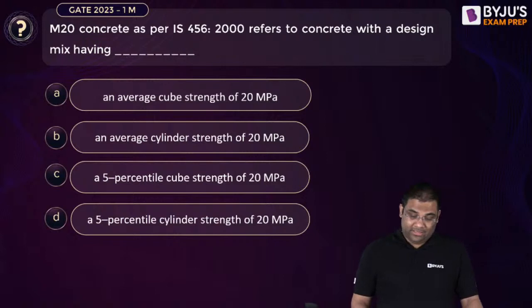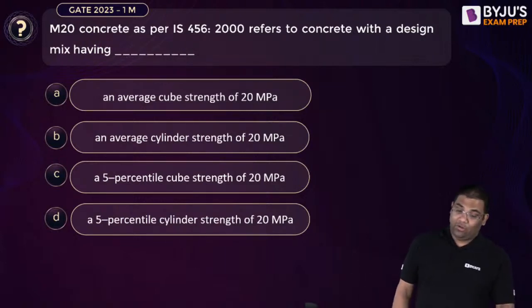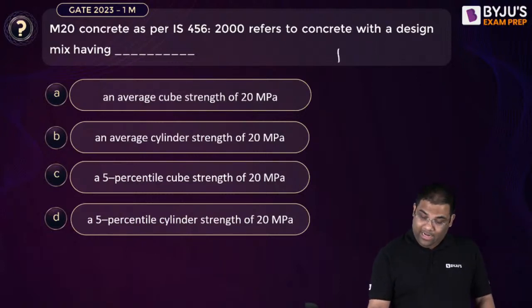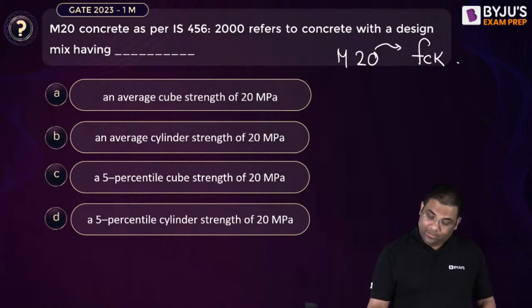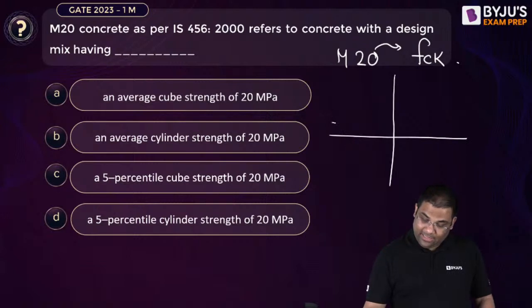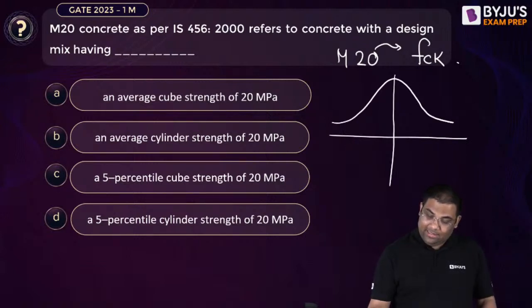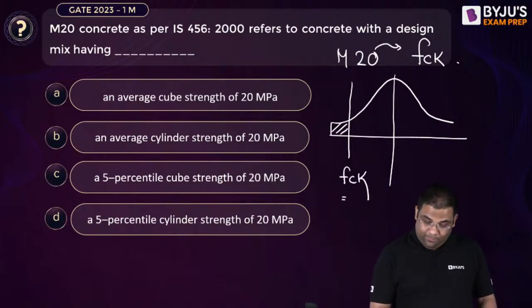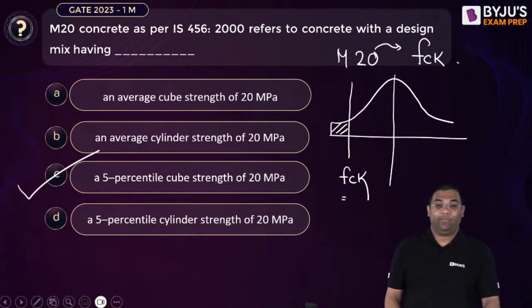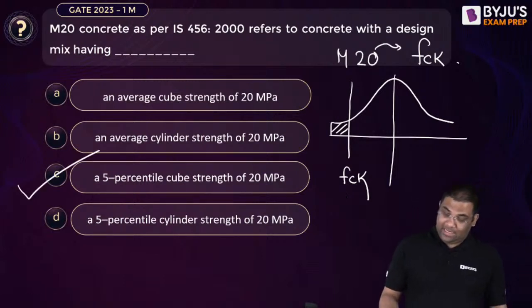Now this question is easy actually. What is asked? M20 concrete refers to concrete with a design mix having. So M20 means what? This is the FCK, na? And what is FCK? FCK is such that 5% samples are less than it, right? So it is the 5 percentile cube strength. Yes, it is 5 percentile cube strength.